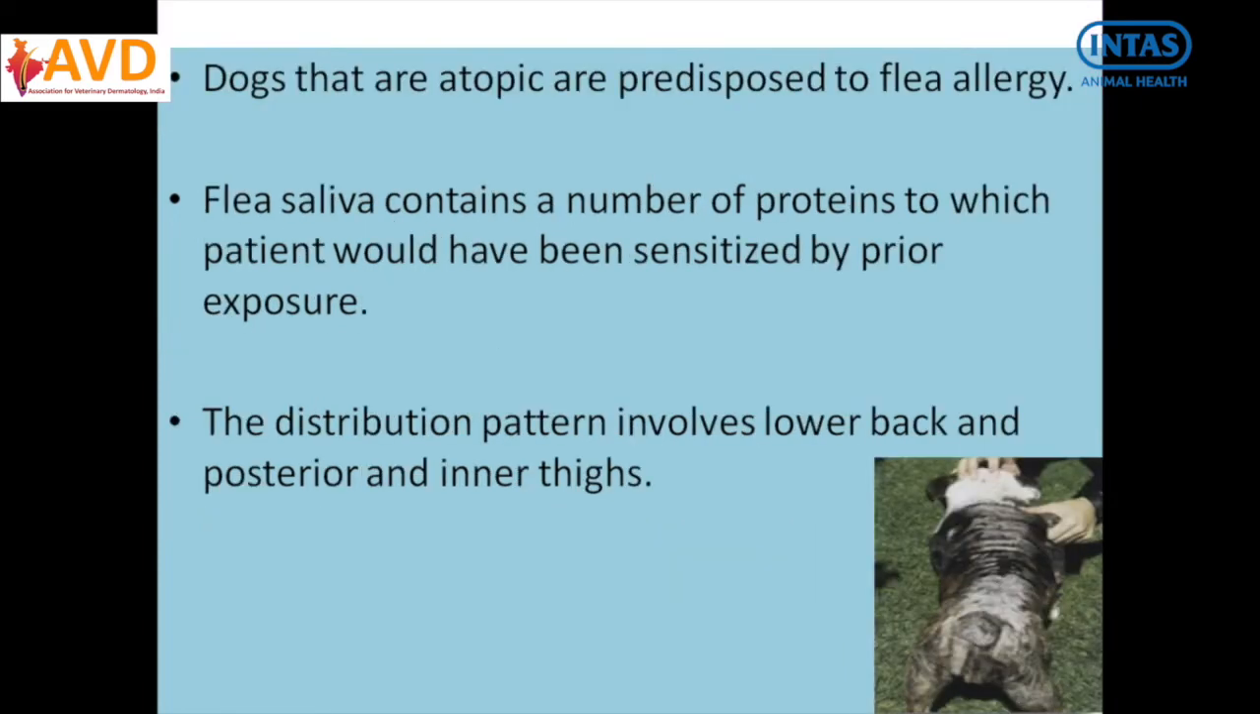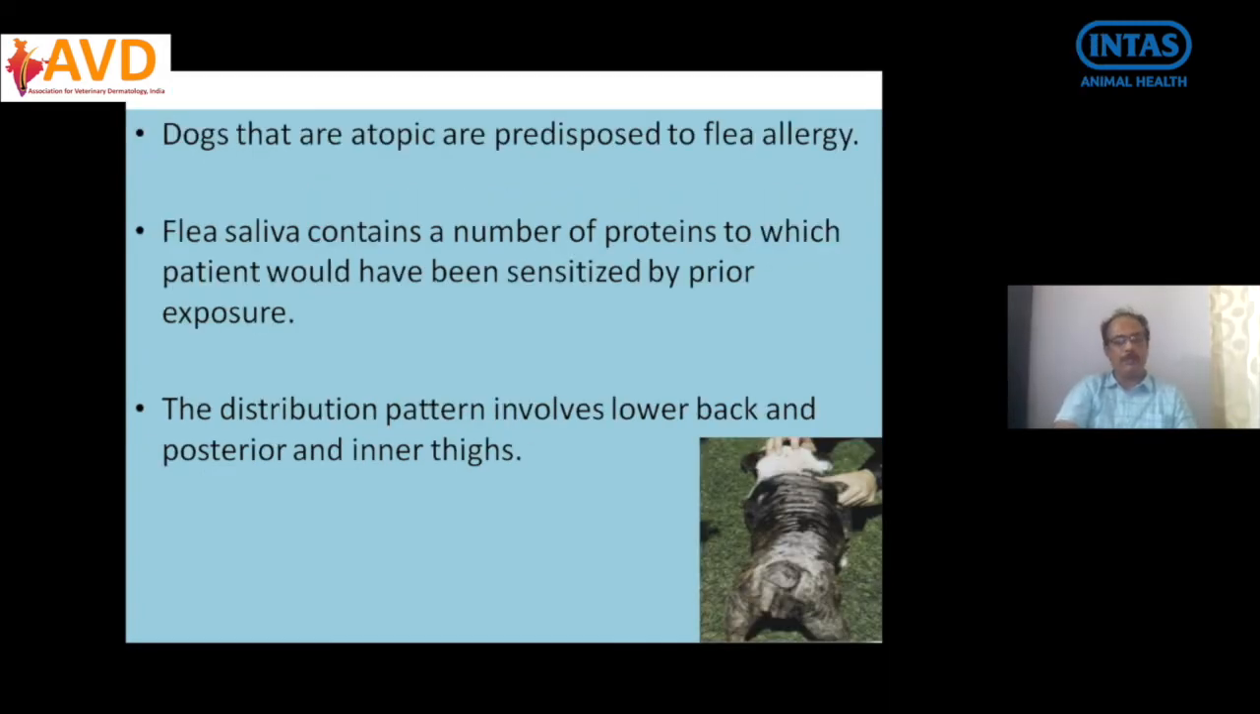And dogs that are atopic are predisposed to flea allergy. Flea saliva contains a number of proteins to which the patient would have been sensitized by prior exposure. So intermittent exposure to fleas is more dangerous, and the hypersensitivity reaction will be more in such cases. Sometimes the owner may say there are no fleas on the animal, but the animal is showing severe pruritus. Then you have to keep in mind that this may be a case of intermittent flea bite reaction.